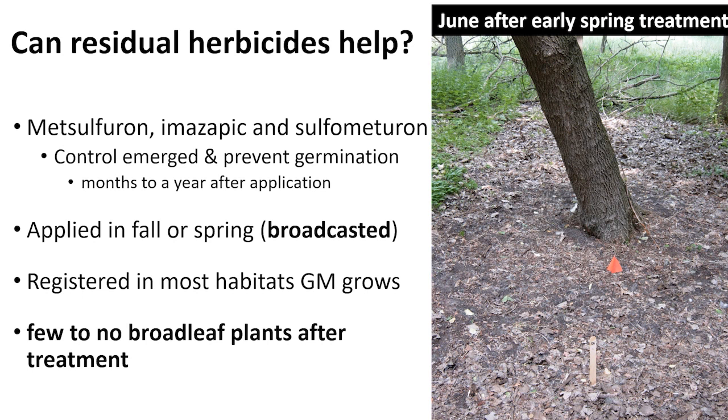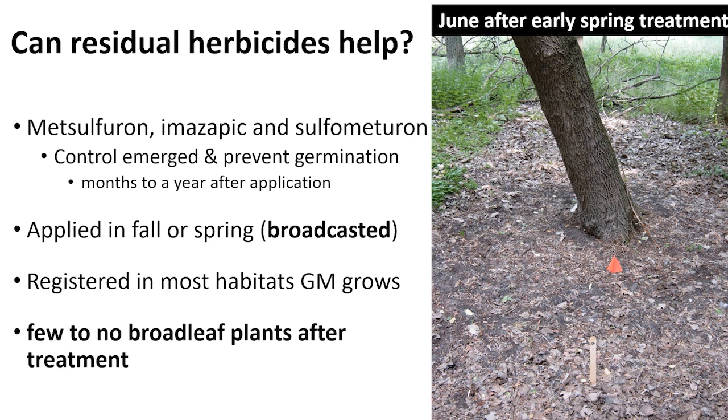The real benefit of these is that besides a high level of control, it's registered for use in a lot of different habitats where garlic mustard grows. And this picture just highlights the type of control we can expect. These applications were made in early April. This picture was taken at the end of June, and you can see we have 100% control of garlic mustard. No seedlings have reinfested this site at all.